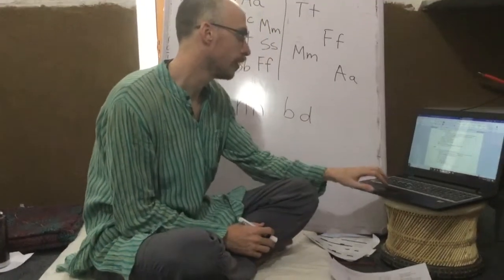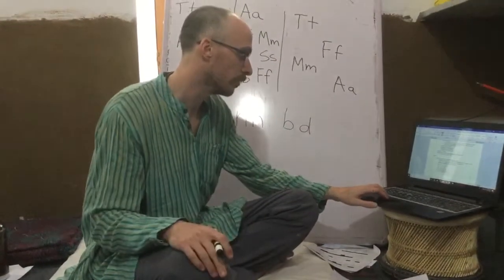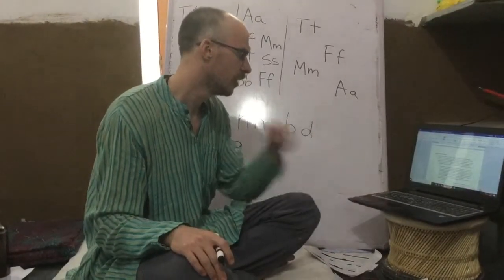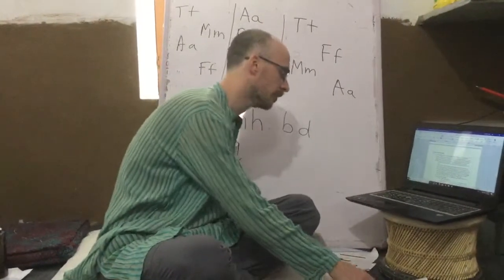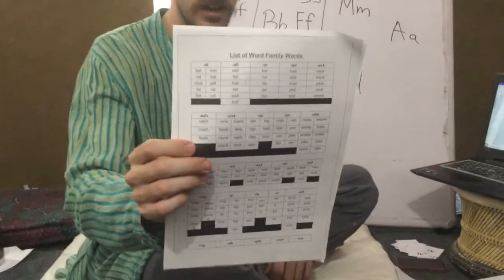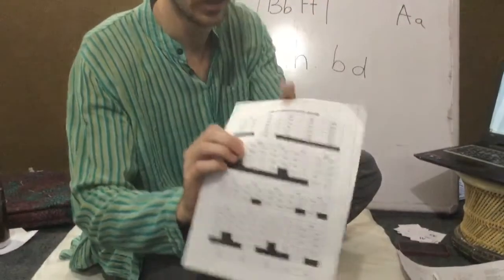In the write-up, you can see the order that we're going to introduce letters. So I don't have to go through that. Next, we'll move on to word families. So this is the sheet. All of you should have the word family sheet. You can see word families are just the endings of words.